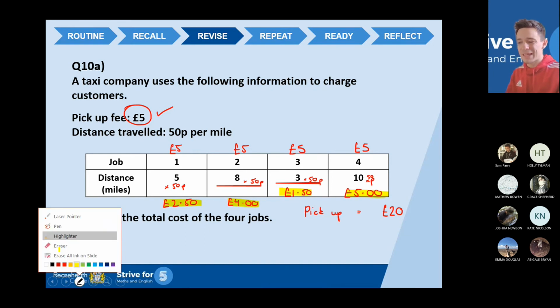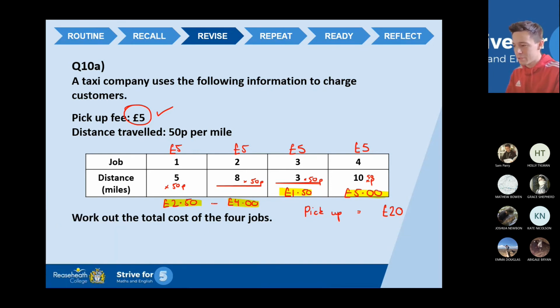So what I'm going to do, I'm going to quickly add those values up. Okay. So £2.50 add £4 is £6.50. Then £6.50 add £1.50 is £8. And then £8 add £5 is £13. So distance cost, I'm going to put distance cost is £13.